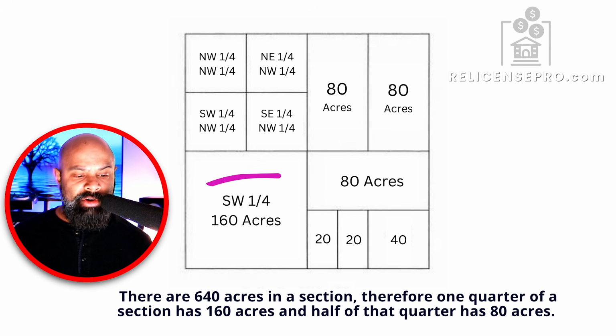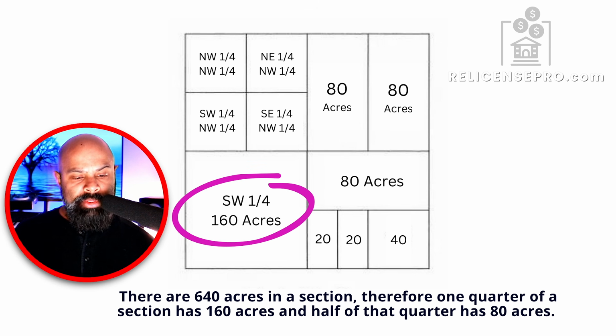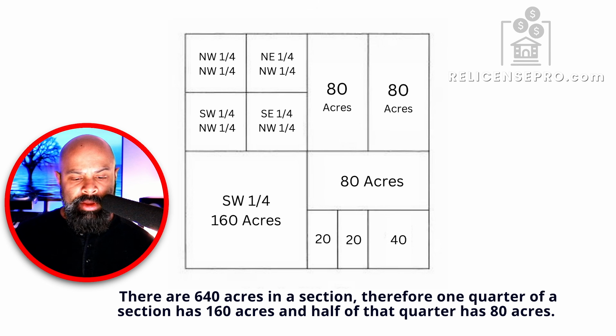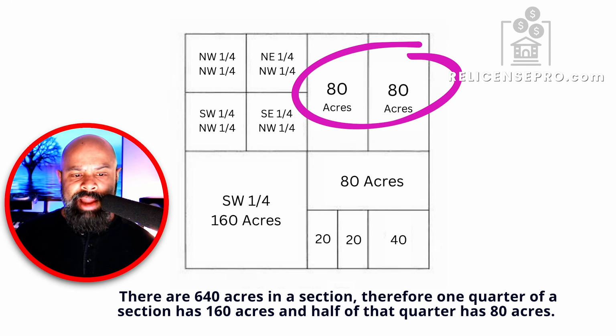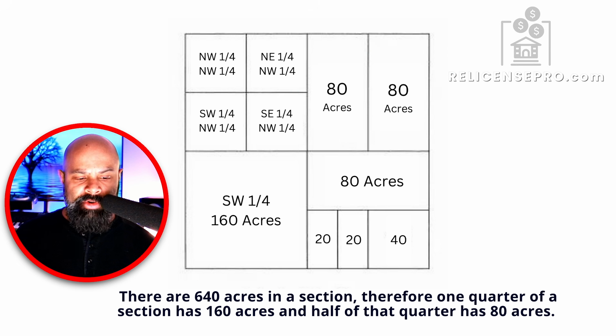And as you can see in this diagram here, this is 1/4. This lower quadrant here is the southwest 1/4 of this entire section. This here is the northwest 1/4 of this entire section. This is the northeast 1/4. So the entire piece here, this quarter, is 160 acres. So half of that would be 80 acres.